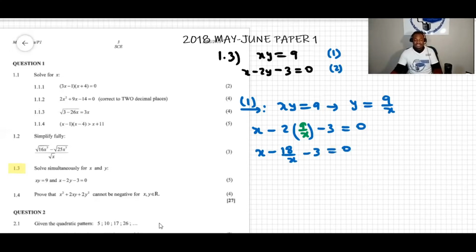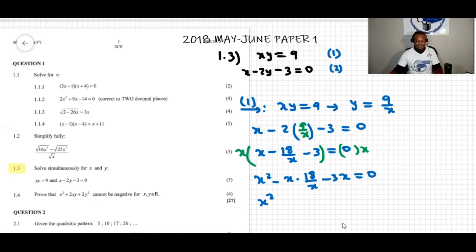If I need to work out x, I can times the whole equation by x, because I want to cancel the denominator. x times x makes x squared, and then x times negative 18 over x gives negative 18, and then negative 3x, equal to 0. So we are left with x squared minus 18 minus 3x equal to 0. We can rearrange this as x squared minus 3x minus 18 equal to 0.